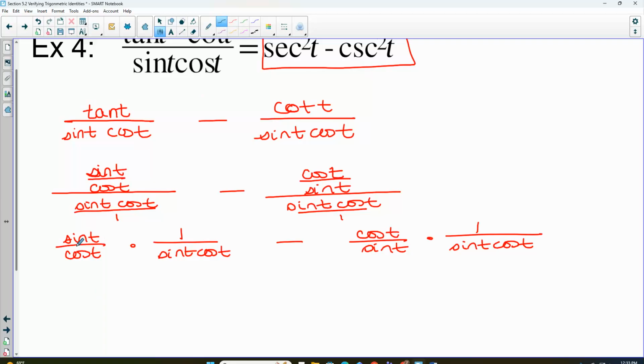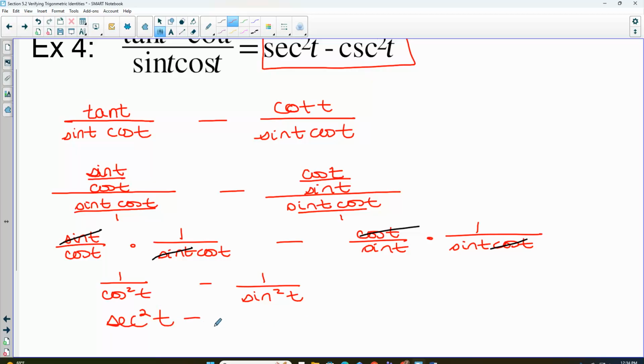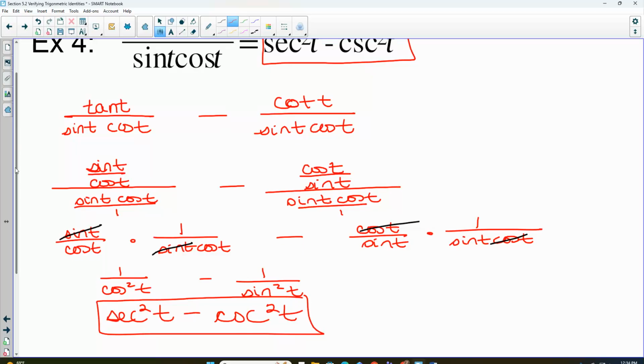If I have a sine on top and bottom, I could drop that out. What's going to cancel in this term? So now I have 1 over cosine t times cosine t is cosine squared t. Minus 1 over sine t times sine t is sine squared t. 1 over cosine. What's the reciprocal of cosine? Minus 1 over sine. What's the reciprocal of sine? And that is what we boxed in at the beginning that we were trying to prove.